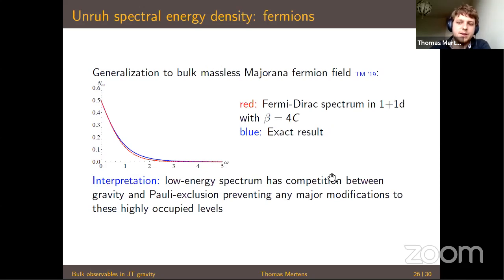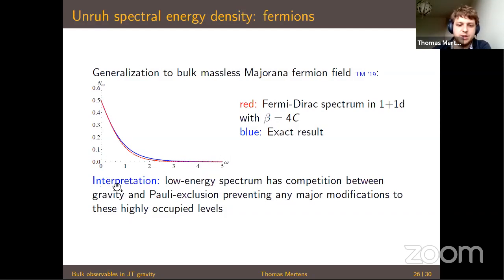Finally, some extensions, to show you that this formalism can be extended in several directions. This is the same kind of plot of the Unruh heat bath, but now instead of a massless scalar field in the bulk, we take a Majorana fermion field in the bulk. Again, you see a slight modification. The red dashed line would be the Fermi-Dirac spectrum in 1+1D, and the blue would be the one that includes this Schwarzschild path integral, again only the disk.